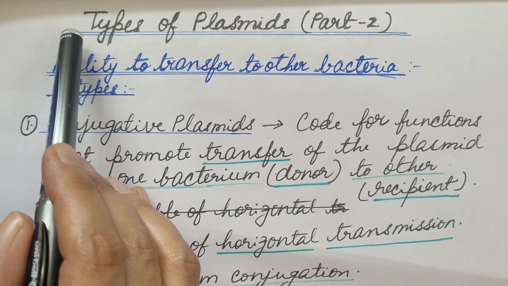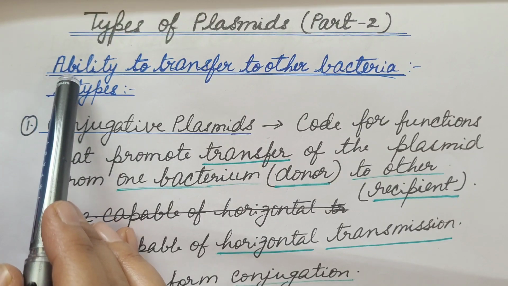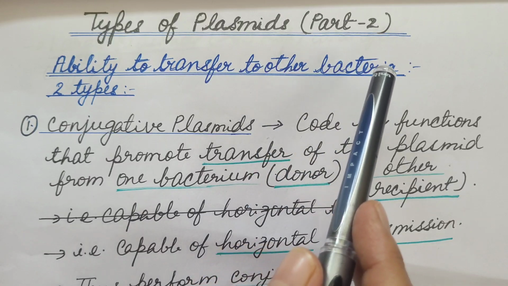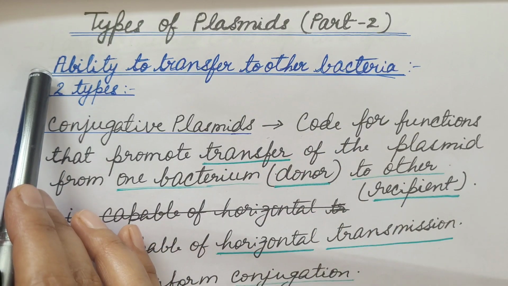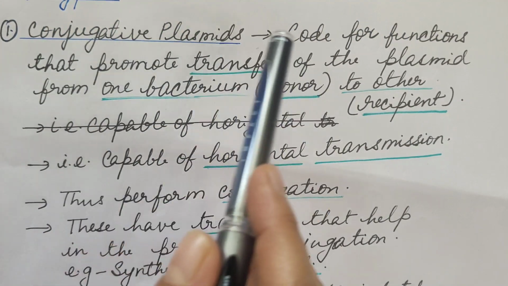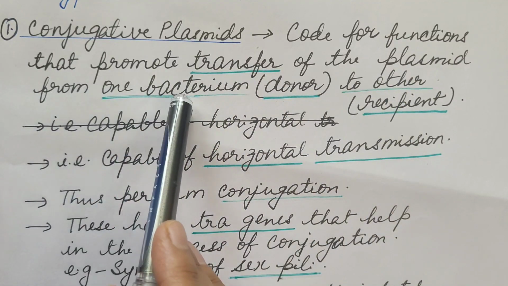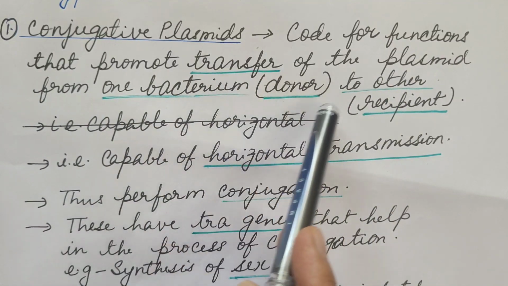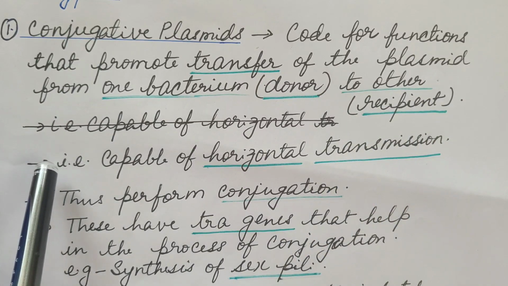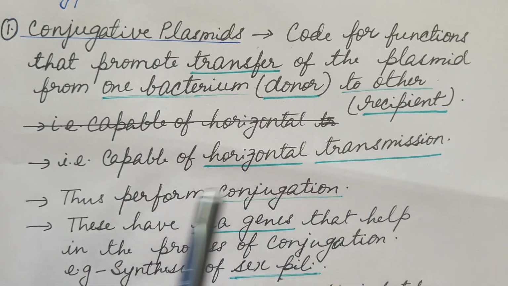In this video, we are going to discuss types of plasmids. So first of all, let us see the types of plasmids on the basis of their ability to transfer to other bacteria. On this basis, these are of two types. First is conjugative plasmids. These code for functions that promote transfer of the plasmid from one bacterium, the donor bacterium, to the other bacterium known as the recipient bacterium. So we can say that these are capable of horizontal gene transmission.